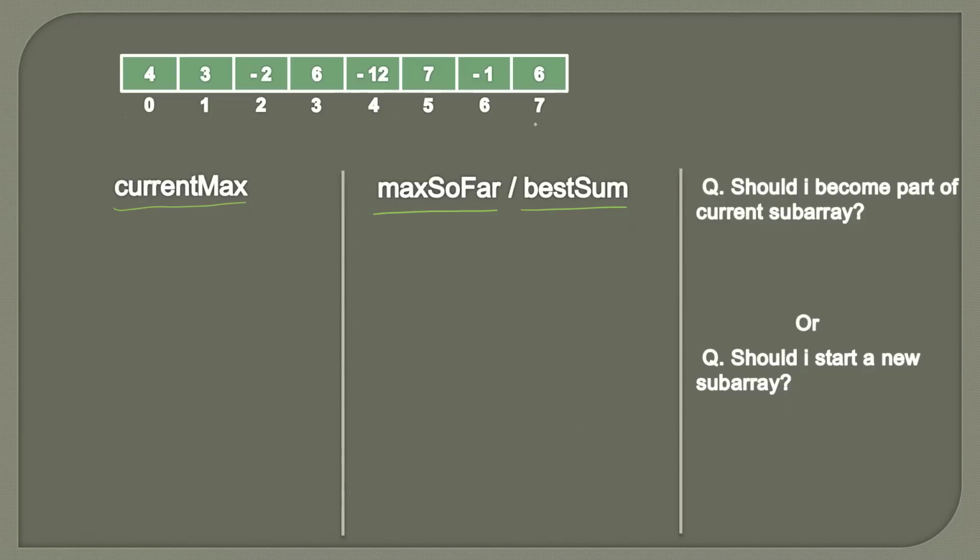Also when we traverse the elements one by one, at each element, the element usually asks two questions: should I become part of the current subarray which will give us the maximum sum, or should I start my new subarray? So here we'll look into the demonstration and what these two questions actually mean.